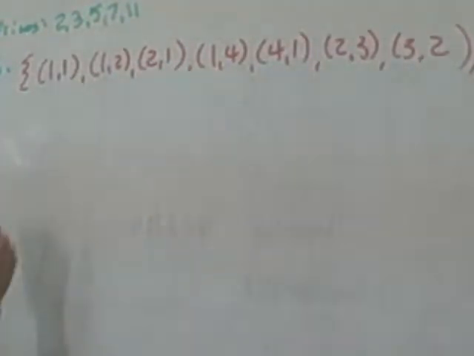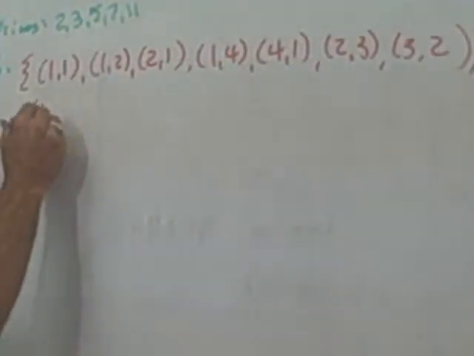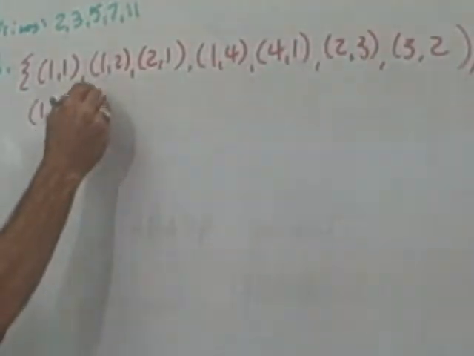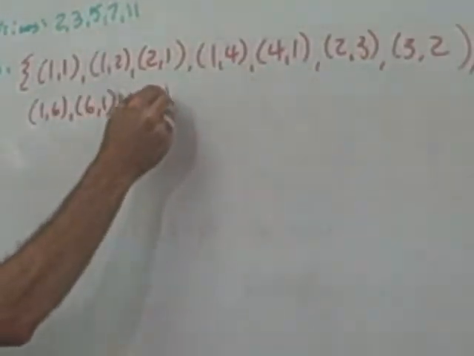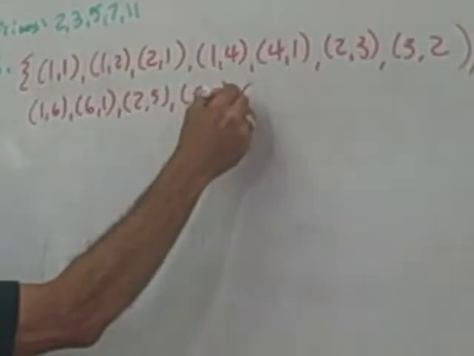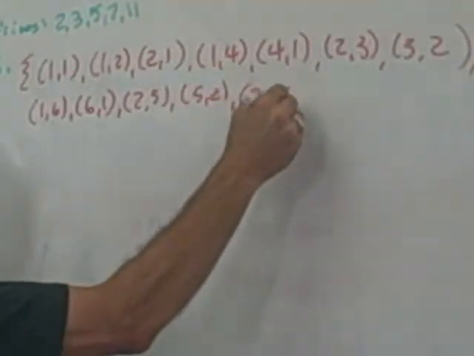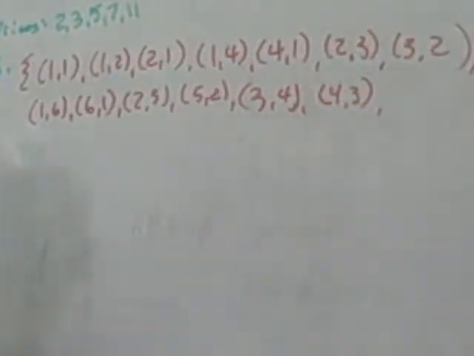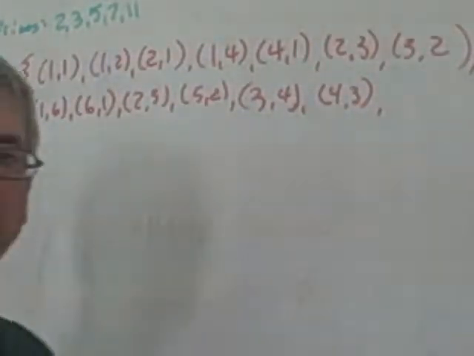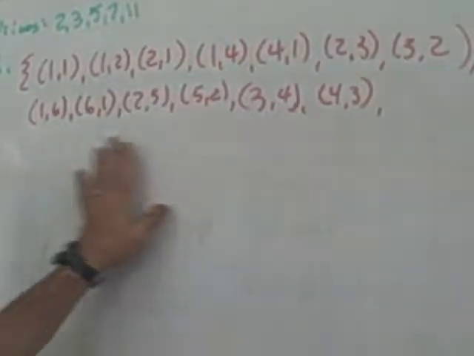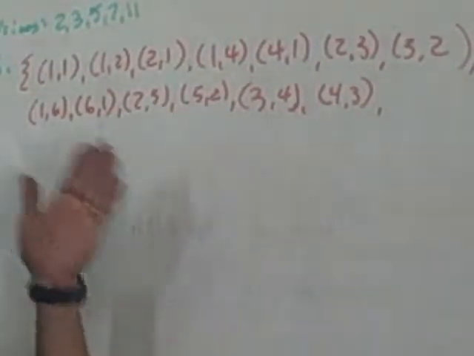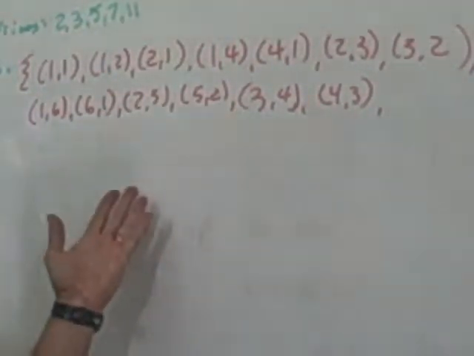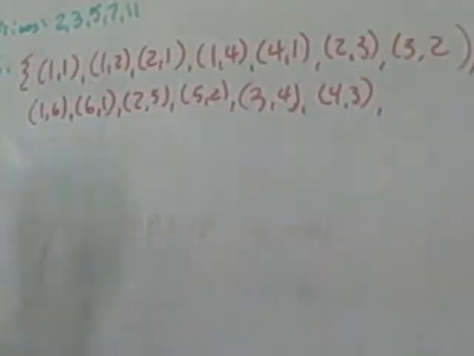How about 7? How can you roll 7? There's a lot of ways to roll 7. You can roll 1, 6, or 6, 1; 2, 5, or 5, 2; 3, 4, or 4, 3. As we saw when we played craps, that is the most likely total to get on rolling 2 dice. There are 6 ways of doing it.